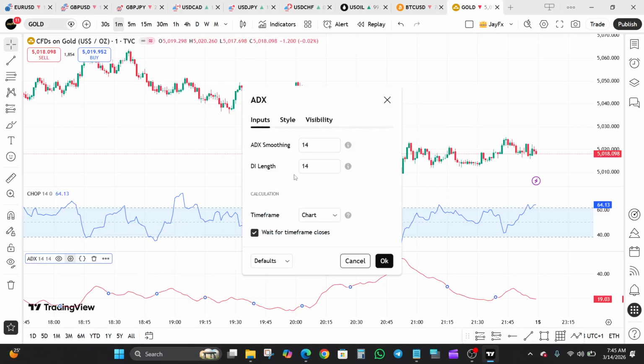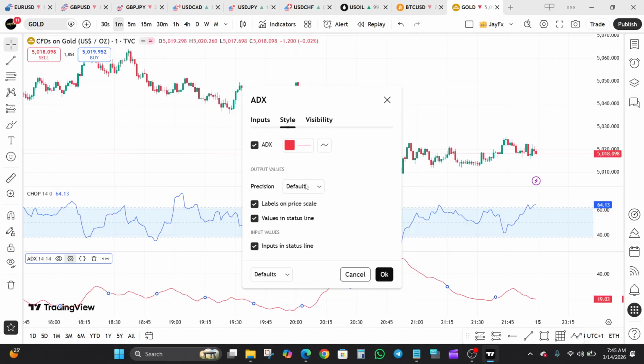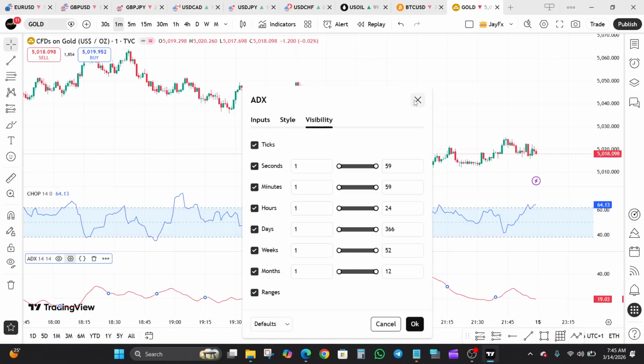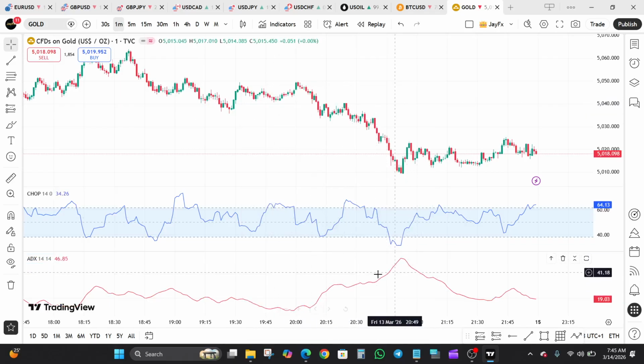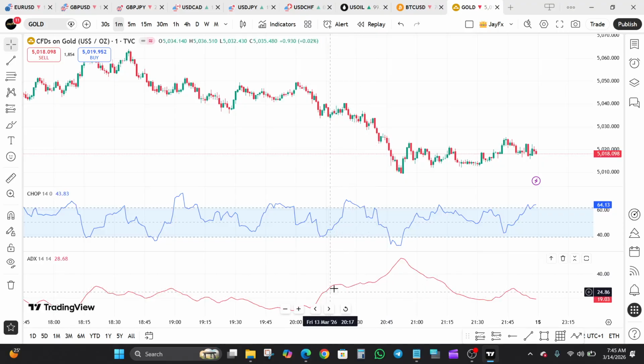You can see the DI length in this case, we have it at 14, while the ADX smoothing is 14. Feel free to modify according to your taste. However, with this indicator, we are focusing on the ADX line itself. So when the ADX value rises, it suggests that the trend may be strengthening. You can see here, it doesn't matter whether it's an uptrend or downtrend. When the trend is strengthening, you can see that the ADX line will be rising.